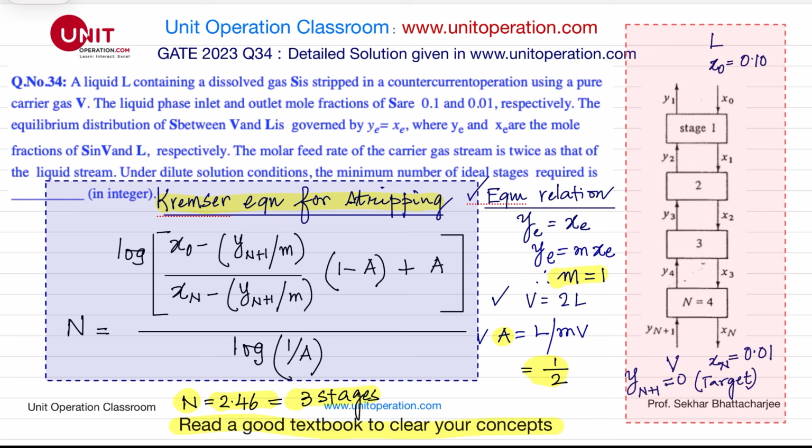And the value of A, which is the absorption factor, is L over mV. L over V is given, and m is equal to 1 here, since y is equal to xc. So absorption factor is equal to half. And if we do the calculation, n becomes equal to 2.46. So we need 3 stages to achieve this reduction in concentration. So that is the answer. 3 stages is the answer.